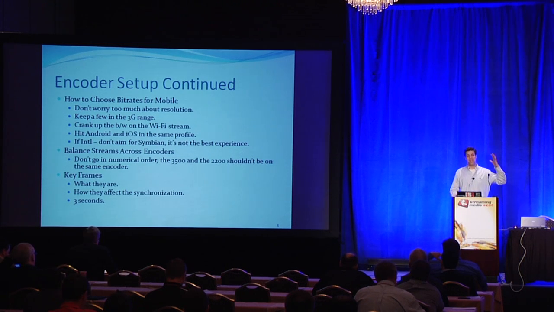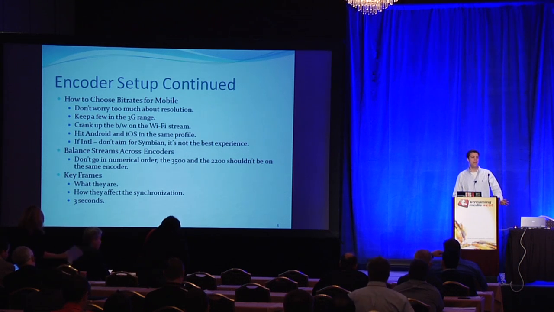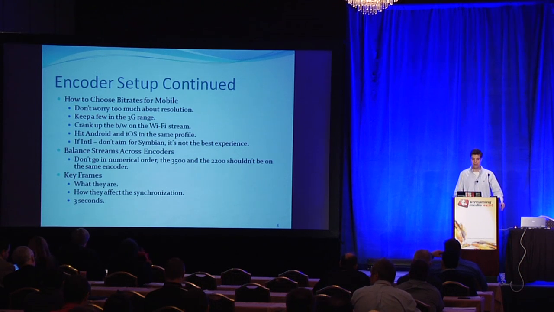When you have a stack of like 8 bit rates, don't put the first 4 on the first encoder and the next 4 on the next encoder. You need to balance these things out because you're going to run into encoding issues. You can end up having the CPU completely maxed out if you put the 35 and the 22 on the same encoder. That's about all that's going to fit there.